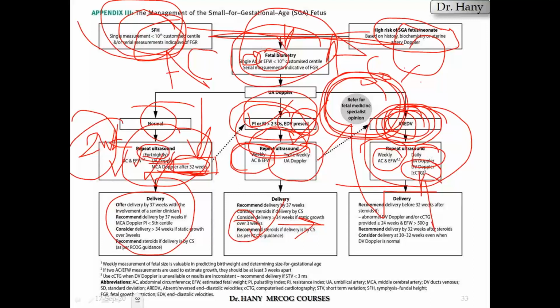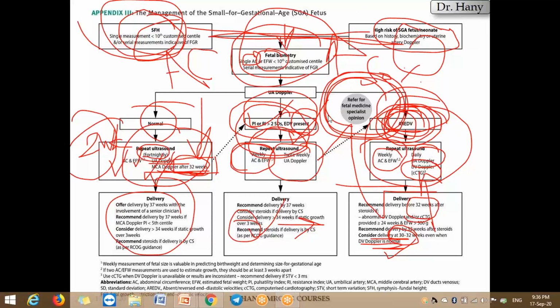In preterm labor or preterm birth, I am timing the delivery by ductus venosus Doppler. When to time the delivery? Between 30 and 32 weeks. You can consider delivering the baby at 30 to 32 weeks even if the ductus venosus Doppler is normal. Because what? Because there is already absent or reversed end diastolic velocity. It is not the time to discuss all the details. I am giving you the tricks where you hit to get marks. This is the marks. Am I clear?